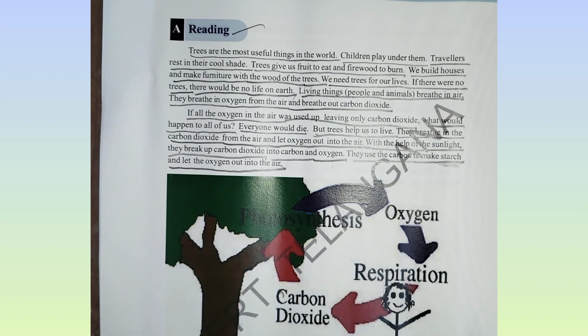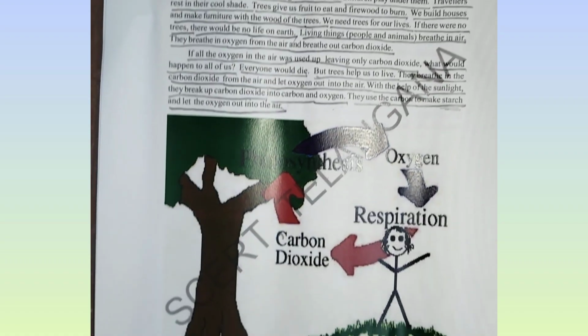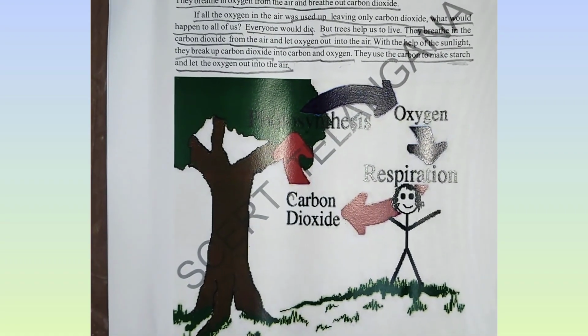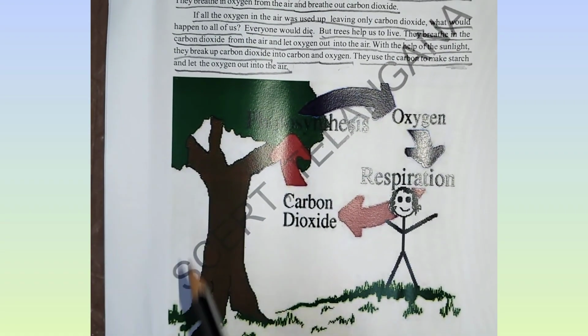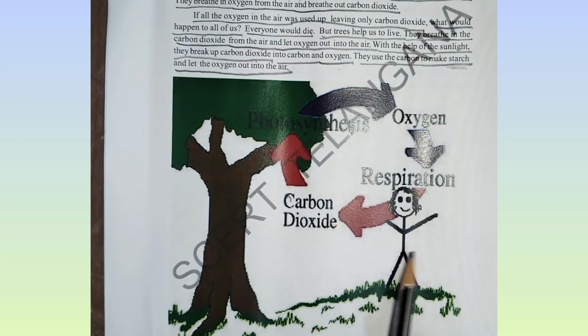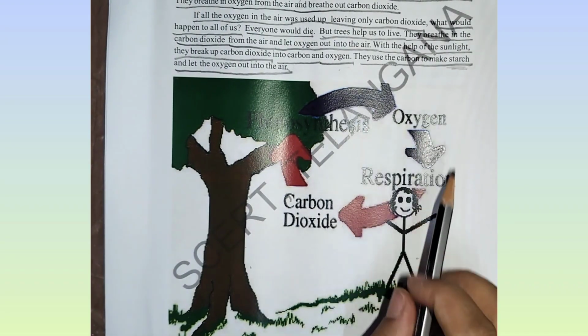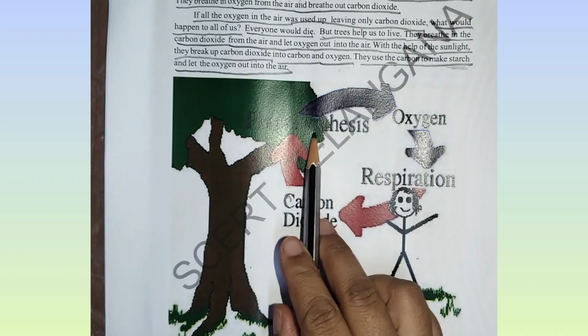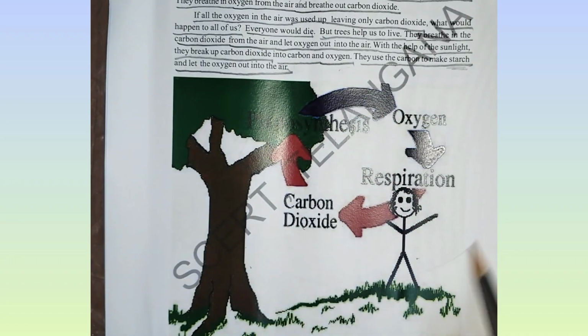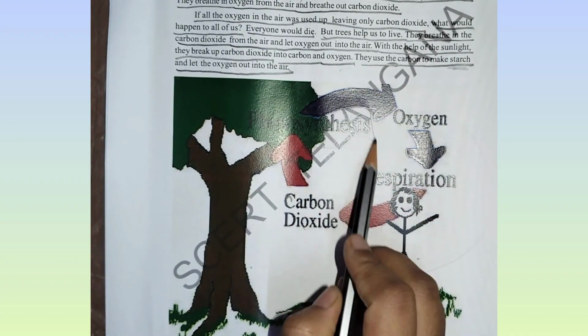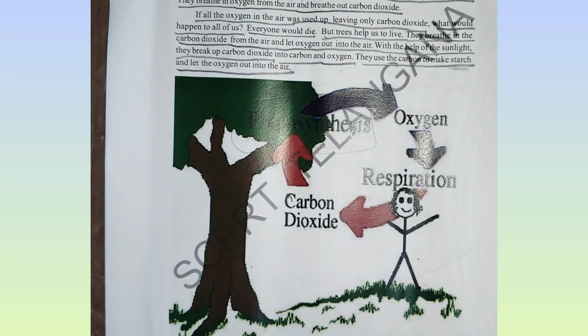See here, we can follow the picture given at the bottom of the first panel. It shows a tree and a person, with respiration, carbon dioxide, photosynthesis and oxygen. This whole process is known as photosynthesis.